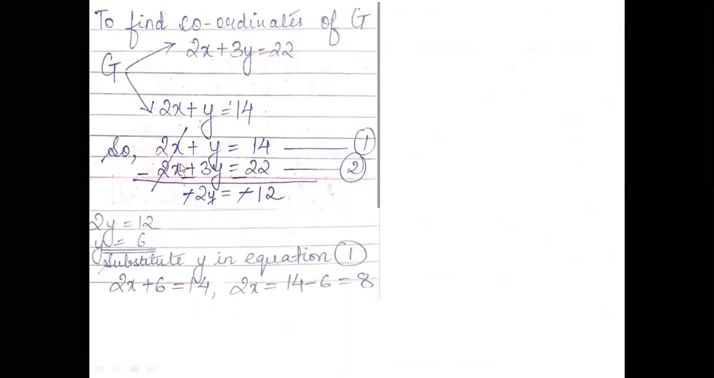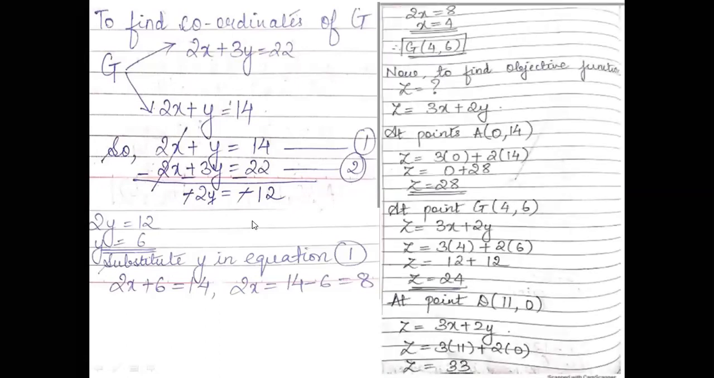So as you can see, here 2x is common in both. So I have done subtraction. In subtraction, your sign changes. So I am left with -2y equal to -12. Minus minus cancel, y is equal to 6. You can substitute y in any of the equations and get the value of x like this. So here you can see we got the coordinate G to be 4, 6.